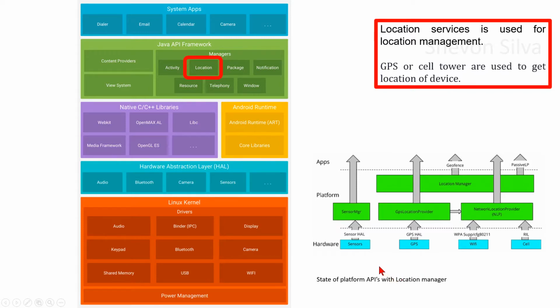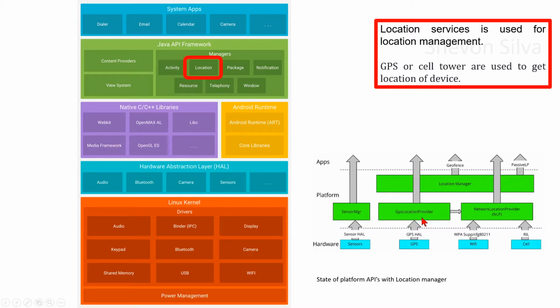In this diagram, you can see the hardware section. Sensors are there, and sensor HAL, and then sensor manager, and this is the platform layer, and it goes through to the apps. So here GPS, GPS HAL and GPS location provider, and it can go through location manager and to apps.